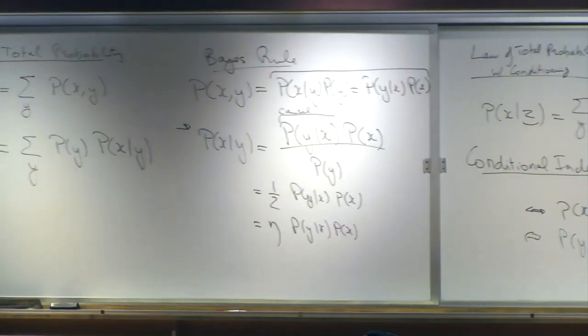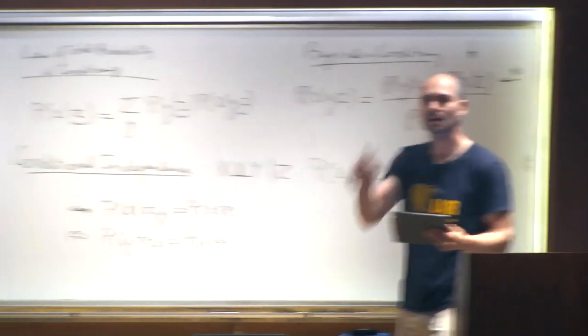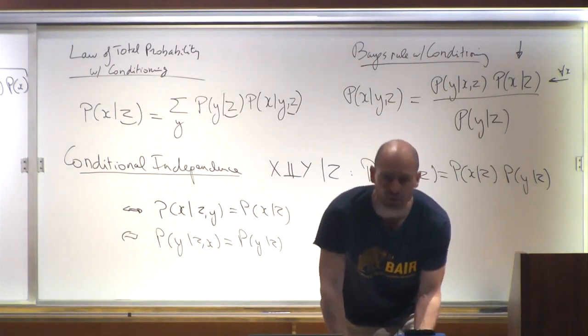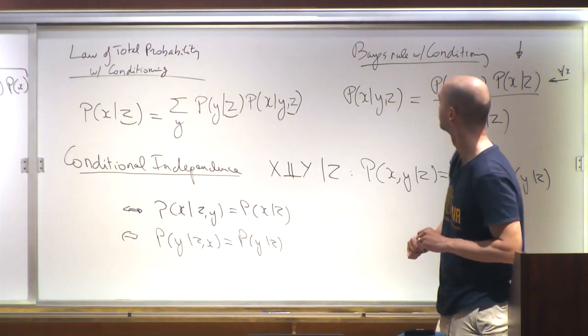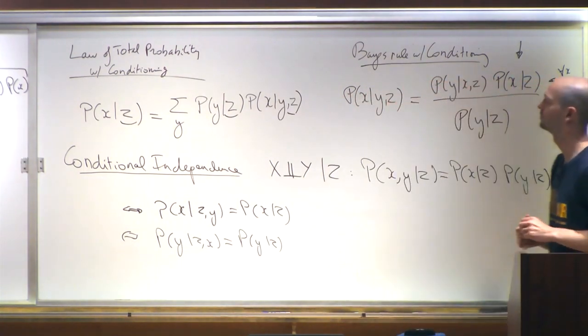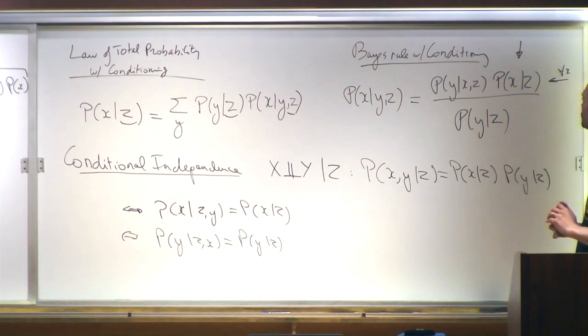Questions so far? Yes? So you said on the left, P of y, or on the right side for Bayesian conditioning, there's a P of y given z. Are those usually given to us, or is there a way to?